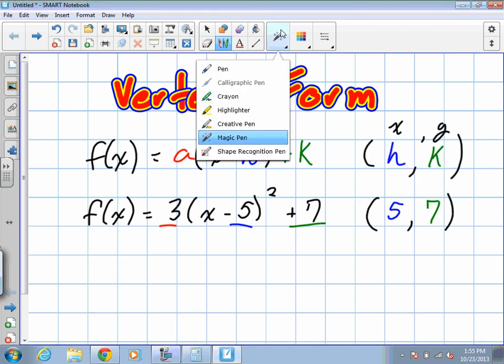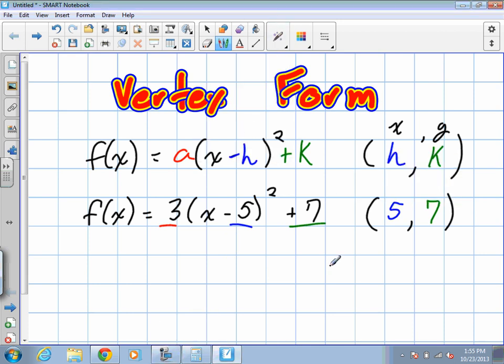Now, with this information, I want to know if this opens upwards or downwards. Which way does this one open? And how do we know it opens up? The A is positive. So because this A is positive, we know this opens up. Okay, so we're going to say it opens upwards.